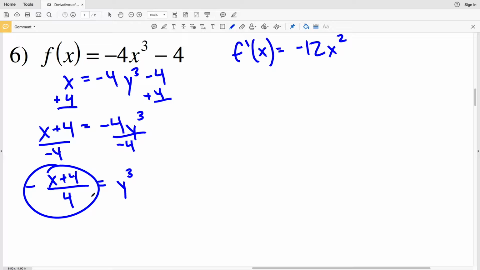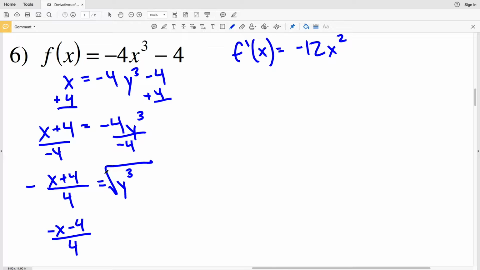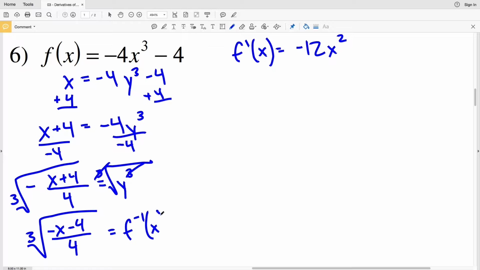I'm going to quickly rewrite negative (x plus 4) over 4, distributing that negative to both x and 4. So I'll have negative x minus 4 all over 4, and I'm also going to take the cube root of both sides, because taking the cube root of both sides will cancel out that exponent of 3, so I'll get the cube root of (negative x minus 4) over 4 equal to y, which is my inverse function of x.